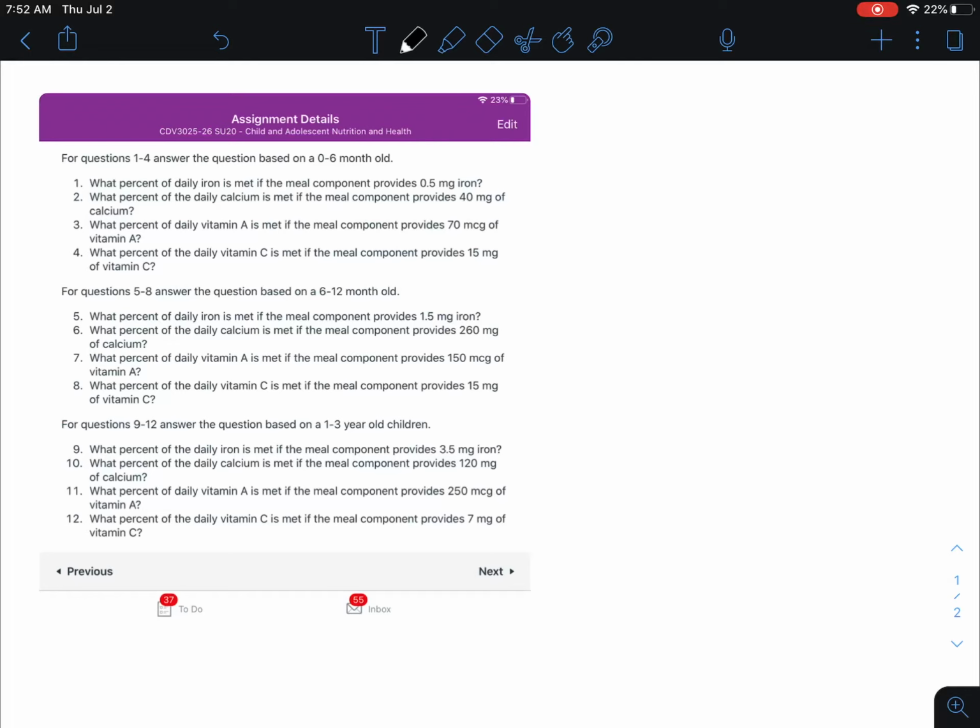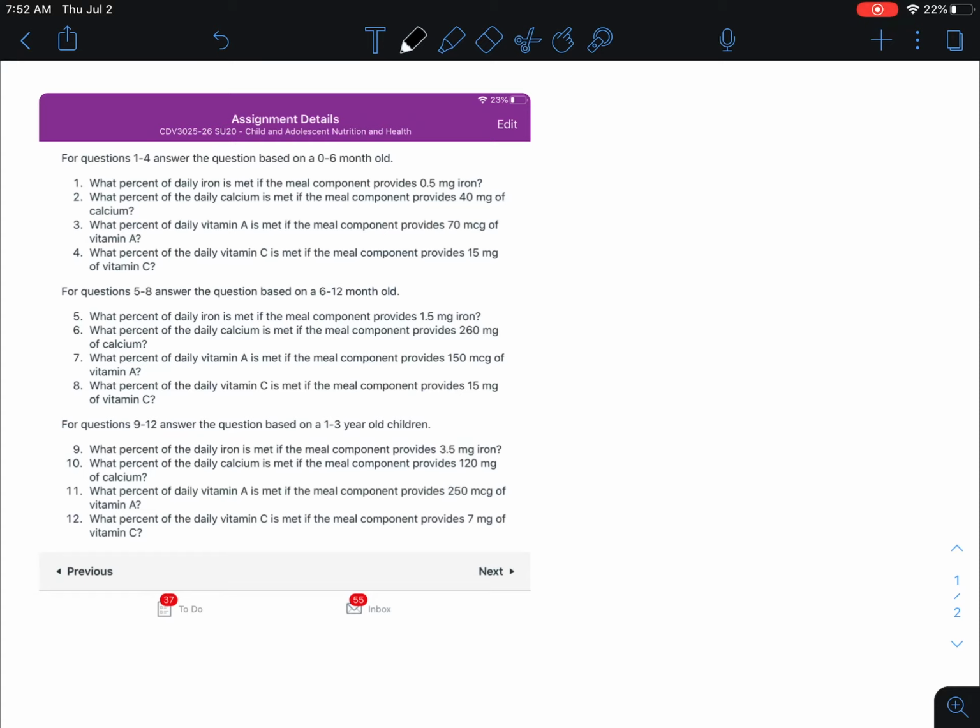Okay, welcome to the instructions on how to do the infant needs. I have a screen open with a whiteboard, so you're going to see to the left-hand side the infant need instructions. There are 12 questions that you're going to need to answer.